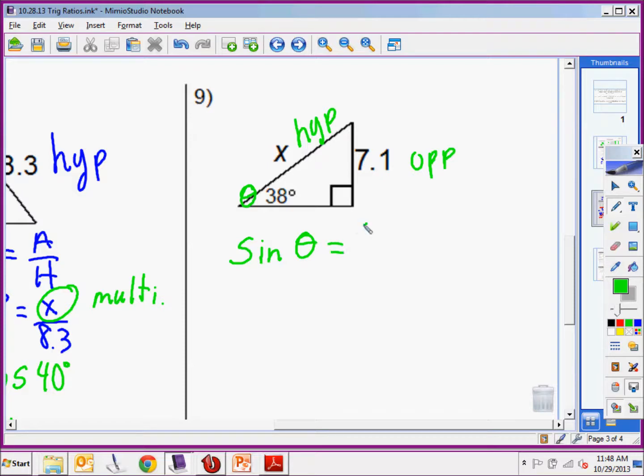Wait, hold on. What are you going to be dividing it by? Instead of multiplying the number, you divide it by the trig ratio. Okay. So it would be 7.1 divided by sine. There you go. You are absolutely correct.